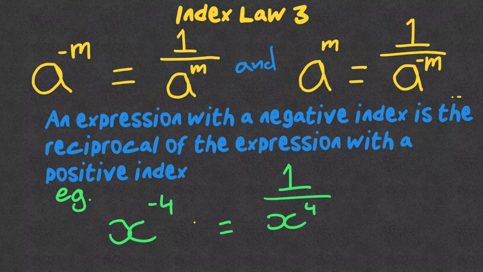Next rule, index law 3, is pretty straightforward. So we've got a to the power of negative m equals 1 over a to the power of m. And a to the m is equal to 1 over a to the negative m. Anyone confused? I bet there's a lot of letters in here. But an expression with a negative index is the reciprocal of the expression with a positive index.